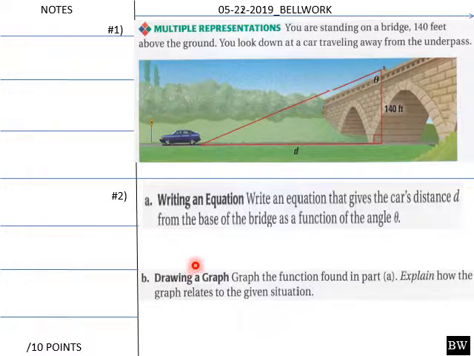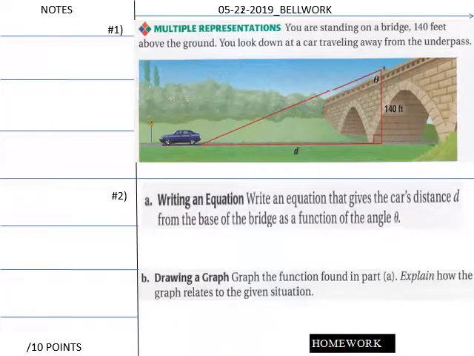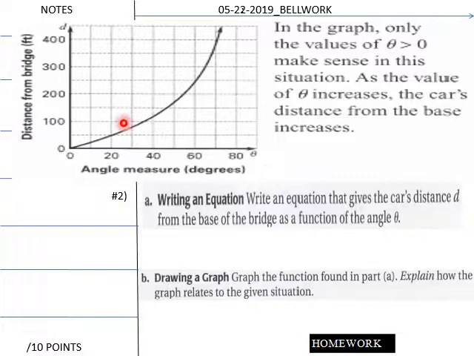Teachers, here's your bell work. Write an equation that gives the car's distance d from the base of the bridge as a function of angle theta. And drawing a graph of the function found in Part A, explain how the graph relates to the situation here. Give your students about 5 minutes to do this. Maybe even homework. It might even be a good idea to give this as part of the homework. But we're going to go ahead and solve it here.